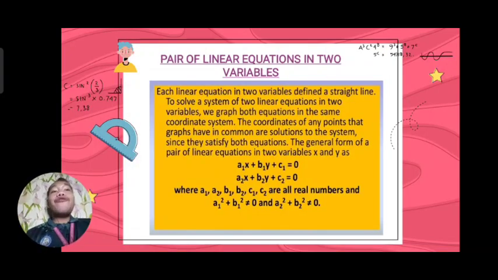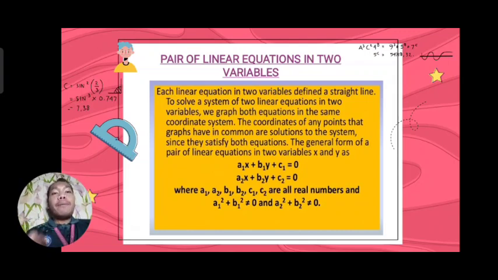So, pair of linear equations in two variables. Each linear equation in two variables defines a straight line. To solve a system of two linear equations in two variables, we graph both equations in the same coordinate system. The coordinates of any points that the graphs have in common are solutions of the system, since they satisfy both equations.